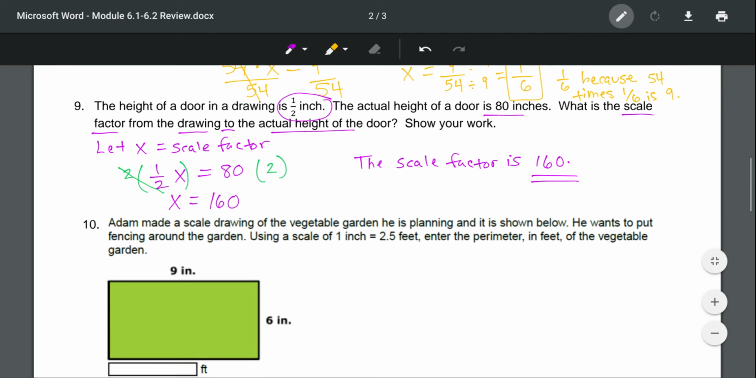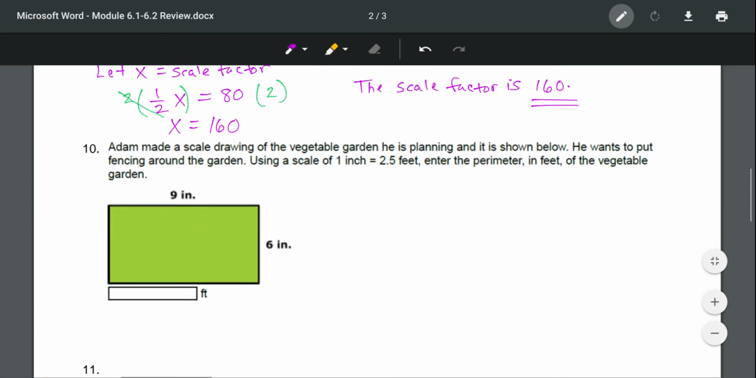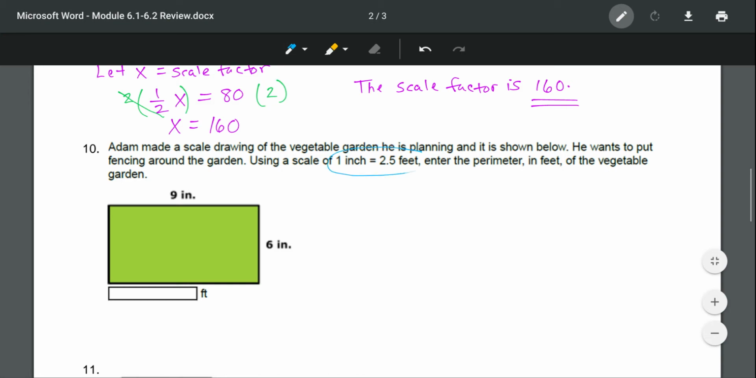Okay, number 10. Adam made a scale drawing of the vegetable garden that he's planning, and it's shown below. He wants to put fencing around the garden using a scale of 1 inch equals 2.5 feet. Enter the perimeter in feet of the vegetable garden. Okay, so first I would convert the dimensions into feet using the scale that's given to us. So the fact that 1 inch is 2.5 feet.